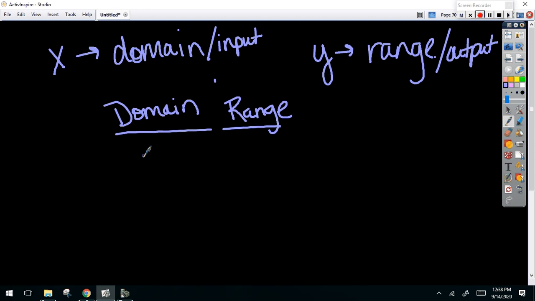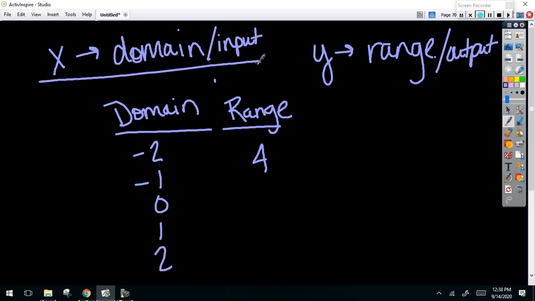All right, so let's say I have -2, -1, 0. Wait, which one is input and which one is output? X is domain.